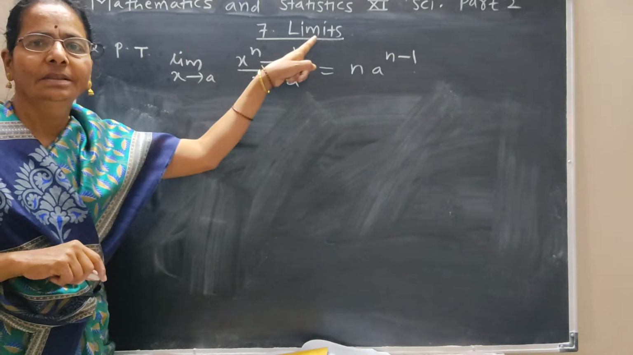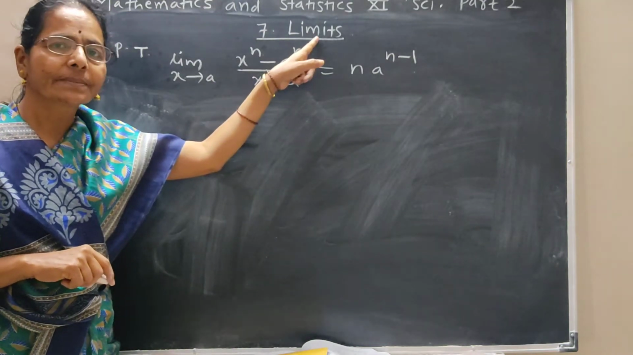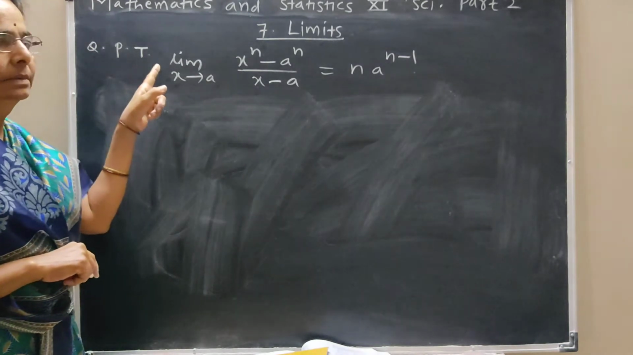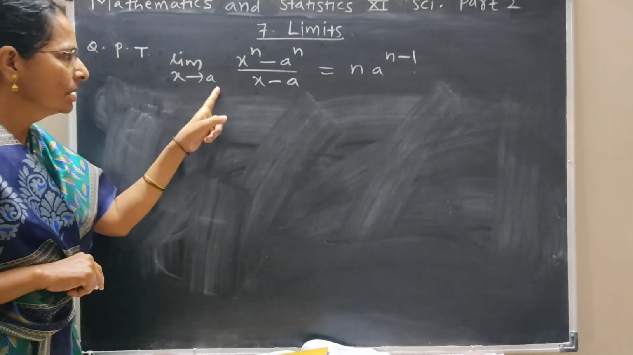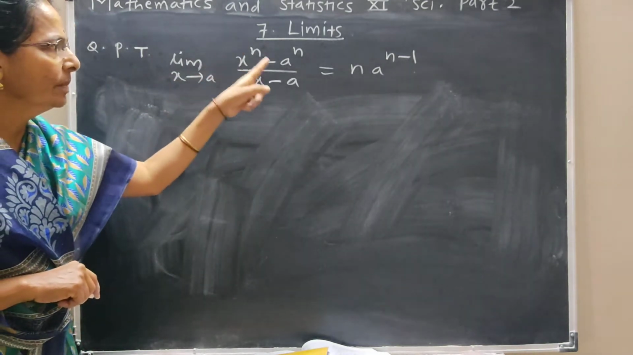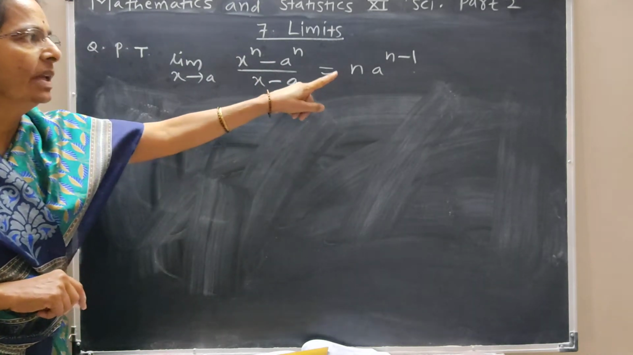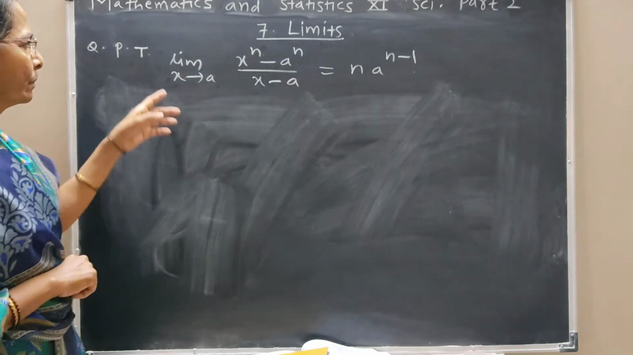Seventh topic, limits. Question: prove that limit as x tends to a, x raised to n minus a raised to n upon x minus a is equal to n a raised to n minus 1.